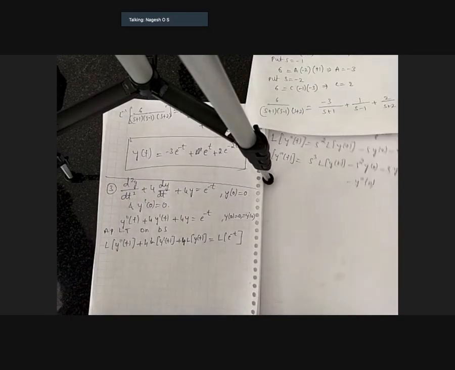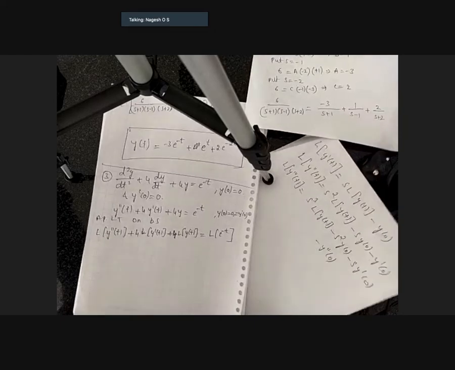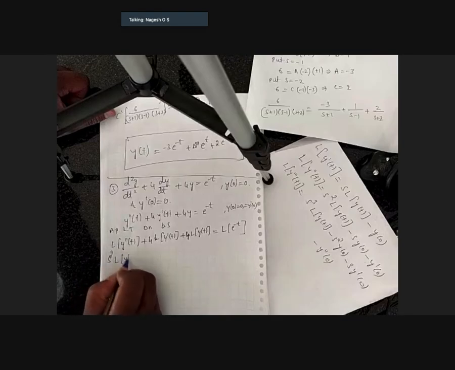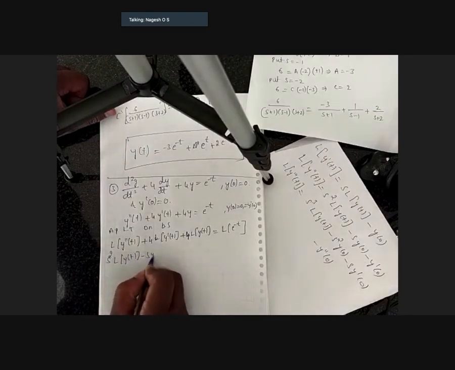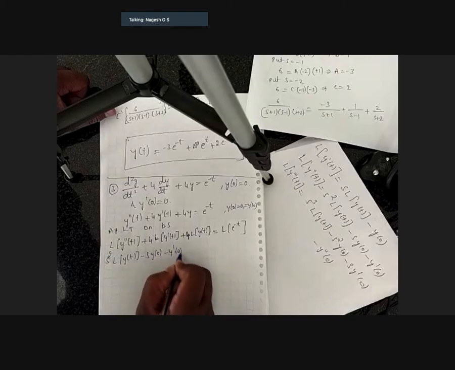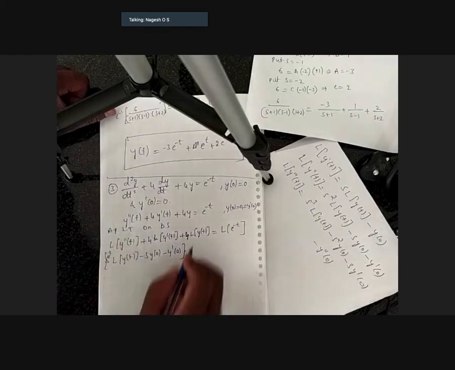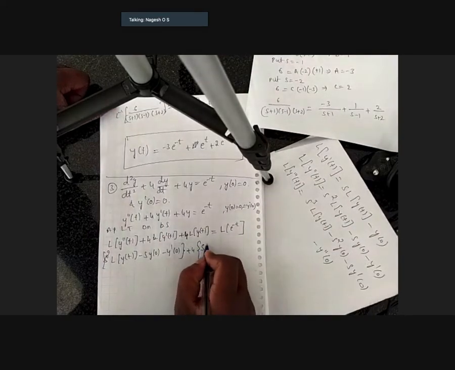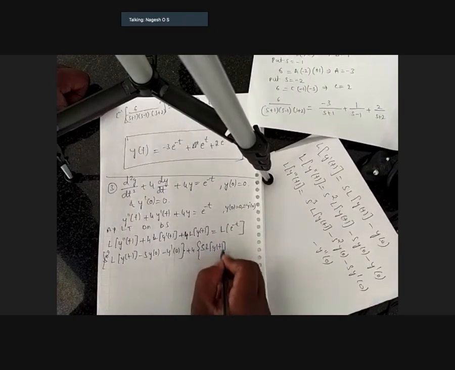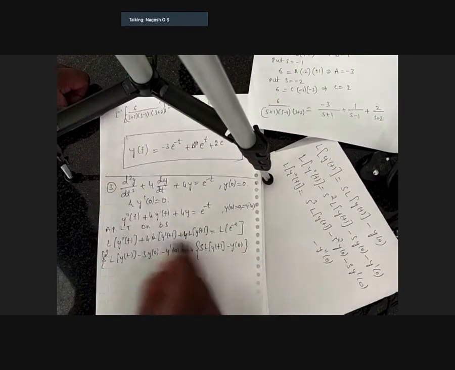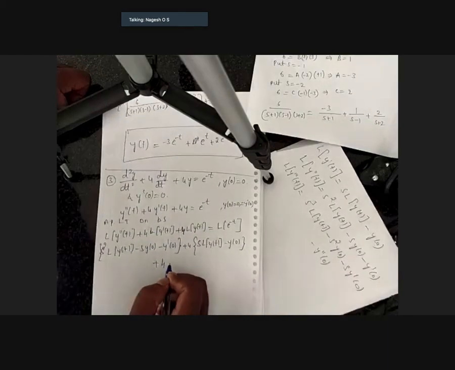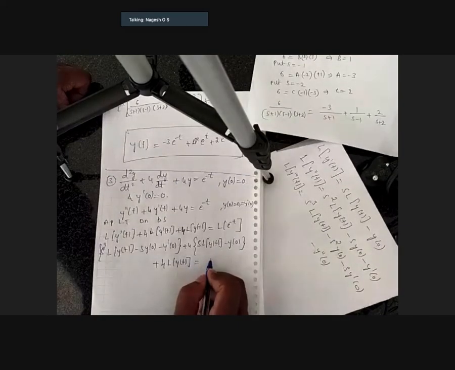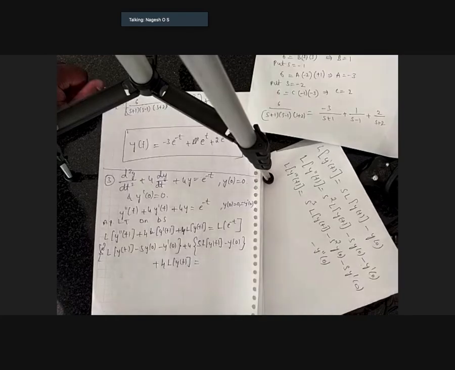Laplace transform of y double dash of t is this one: s square L of y of t minus s y of 0 minus y dash of 0. This is for the first term. Plus 4 y dash of t: y dash of t is s L of y of t minus y of 0. This is for the second term. Plus the third term as it is, 4 L of y of t, equal to, for this, what is the Laplace transform of this? Tell me the Laplace transform of this.